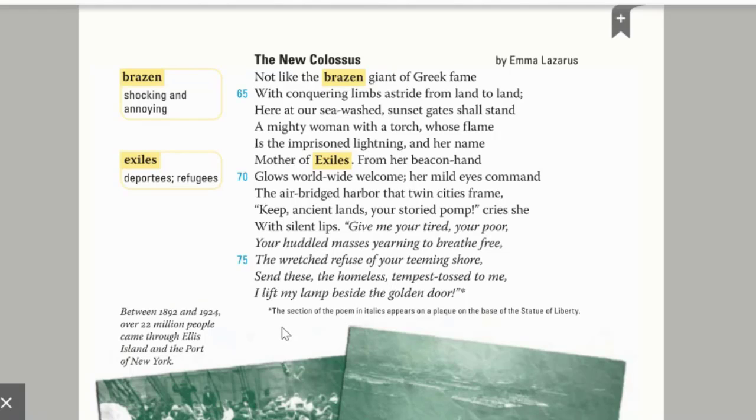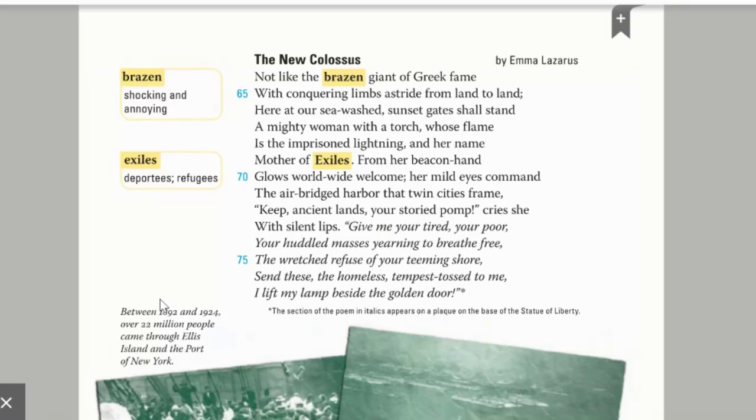Now we see down below that this section of the poem in italics actually appears on a plaque at the base of the Statue of Liberty. So it's this part. Give me your tired, your poor, your huddled masses yearning to breathe free. The wretched refuse of your teeming shore, send these, the homeless tempest-tossed to me. I lift my lamp beside the golden door.